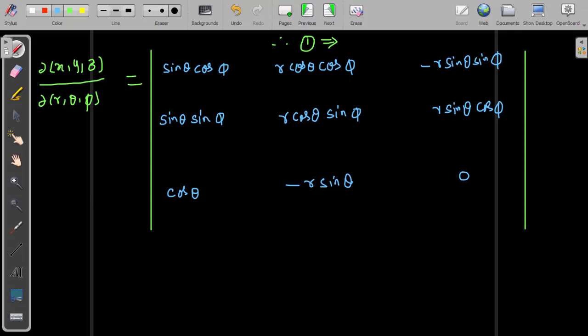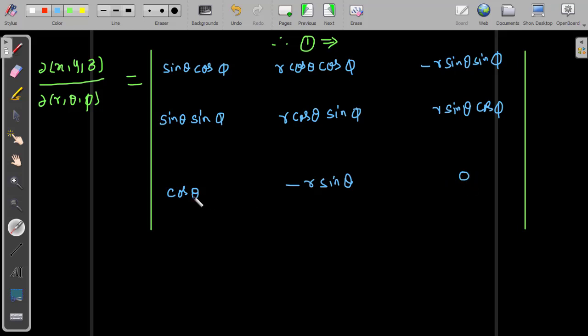Now expanding, you can expand this determinant along any row, row 1, row 2, or row 3. The better way is row number 3. The reason behind it is that here we have 0. So 0 is the advantage.